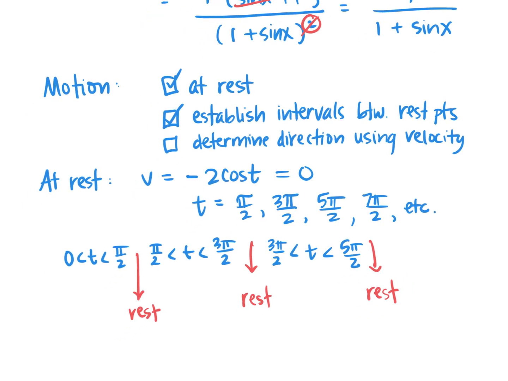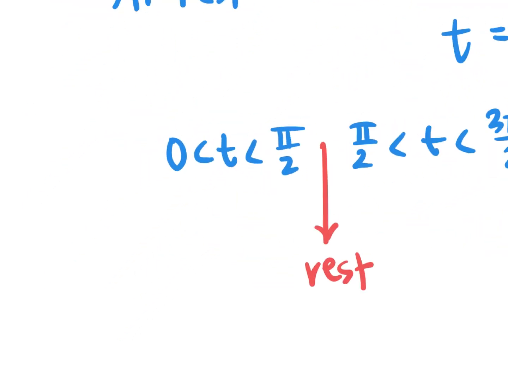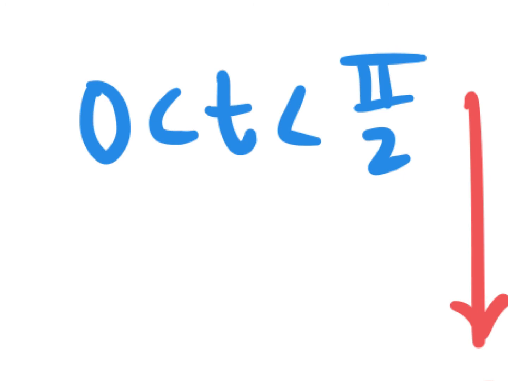Pick a random time within this period. Give me a sample time value that's between 0 and pi halves. Pi over 4. Check the velocity at pi over 4. So check v of pi over 4. What is it? I don't care what its value is. I just want to know, is it a positive number or a negative number?